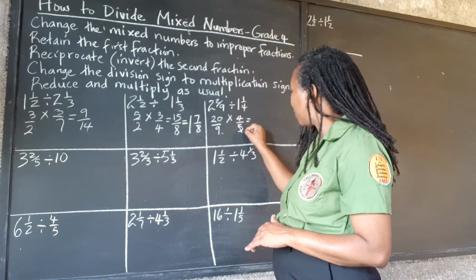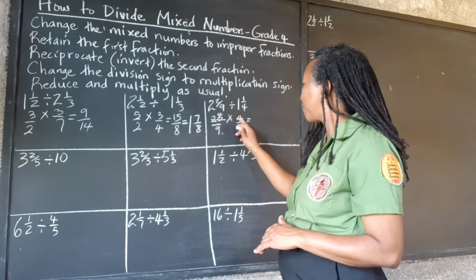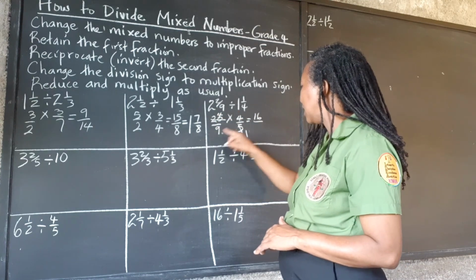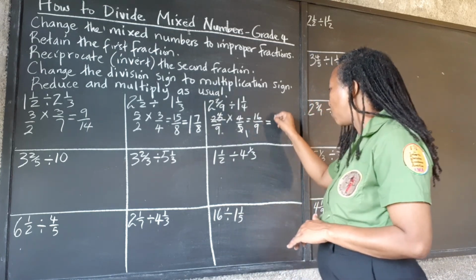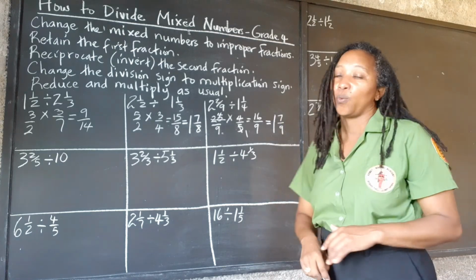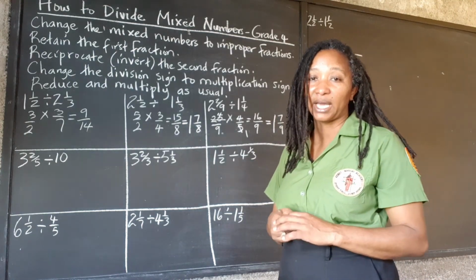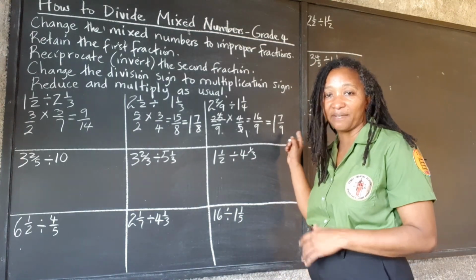5 goes into itself once, 5 goes into 20 4 times. 4 4s are 16, 9 1s are 9, 9 goes into 16 once, and there's a remainder of 7 over 9, which is in its simplest form now. It cannot be reduced. So the final answer is 1 and 7 over 9.